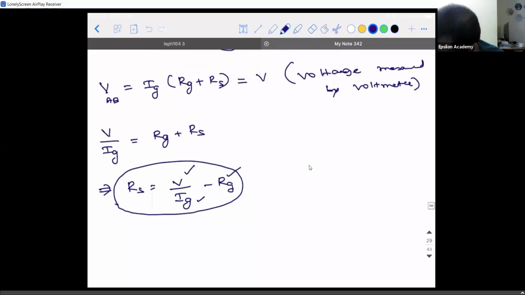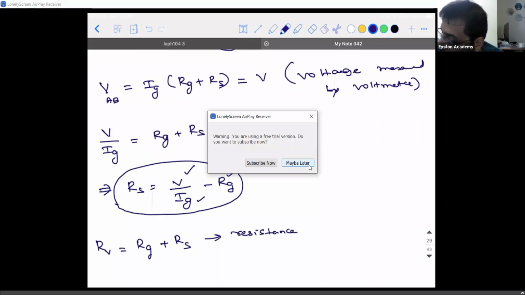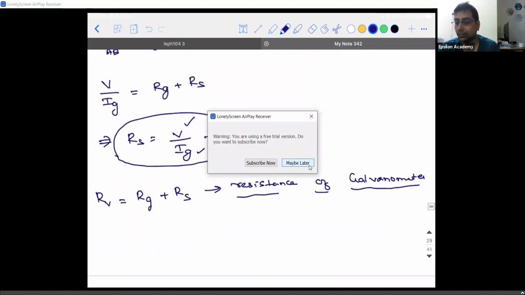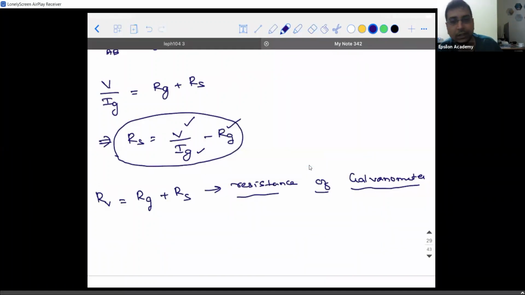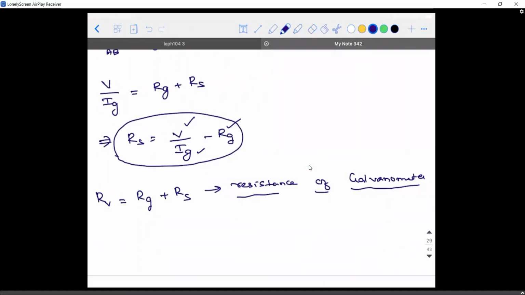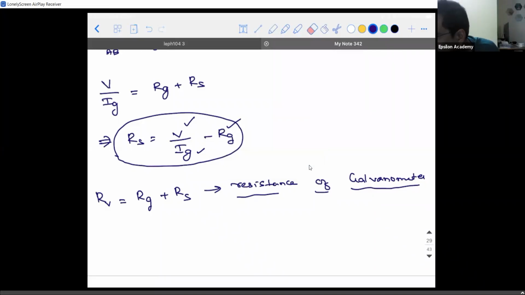Now, what is going to be the resistance of the voltmeter? It is the resistance of the galvanometer plus the series resistor that you have connected. Correct? Voltmeter, sir. Again, same mistake. Resistance of voltmeter. Sorry.